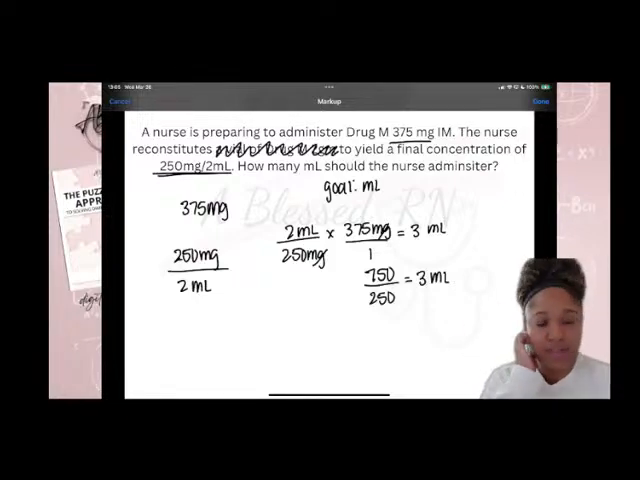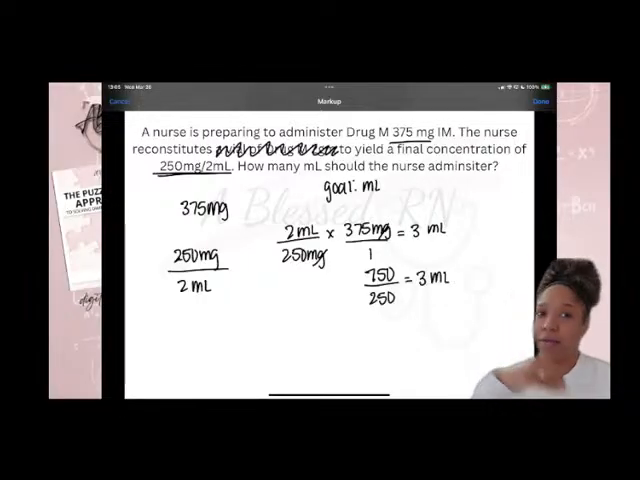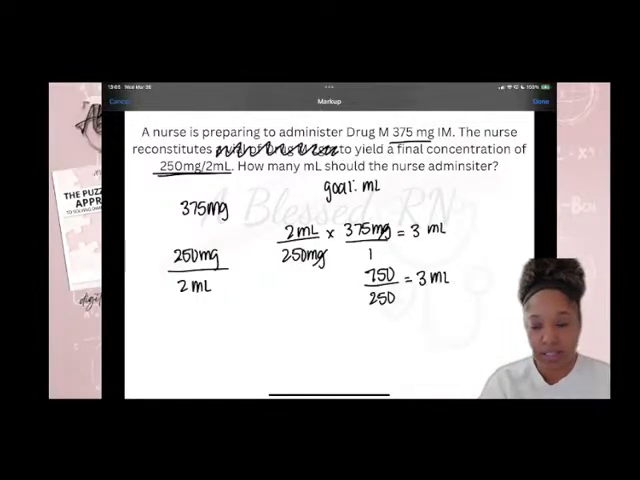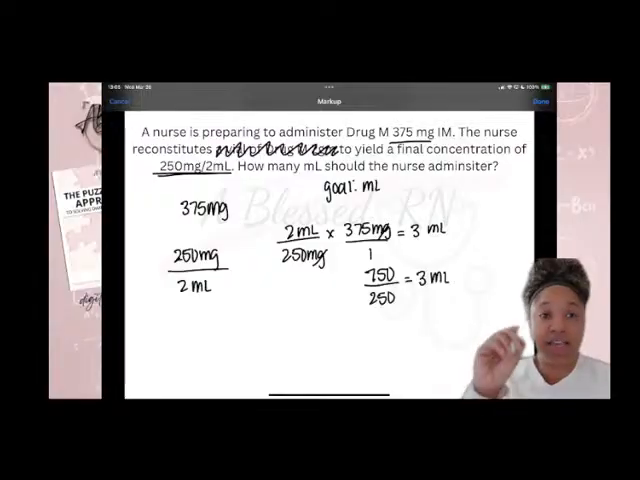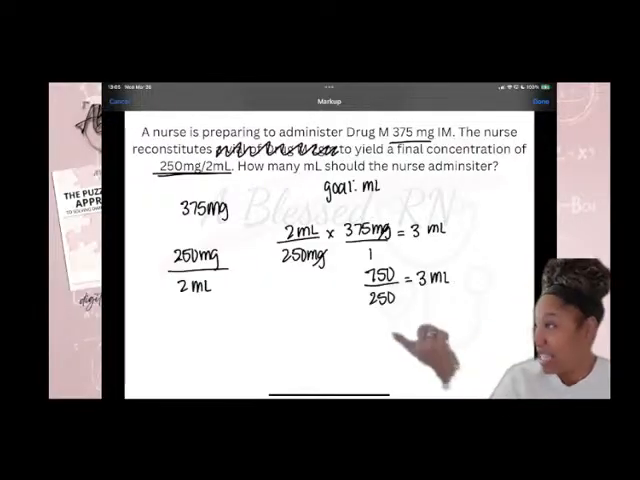I'll do desired over have. I'll do ratio and proportion if somebody asks me to. But for the most part, I heavily suggest that you learn how to do dimensional analysis. I know people come from desired over have, and desired over have is good. It's effective for the easy stuff like this, right?